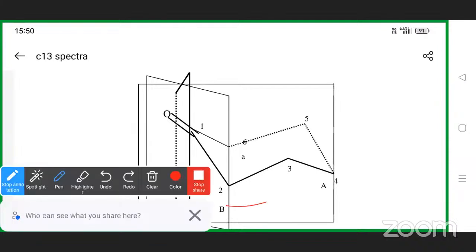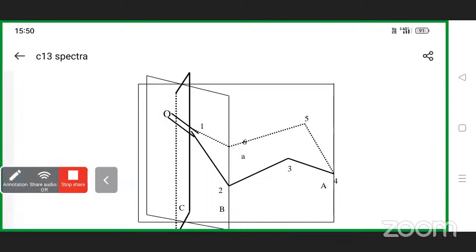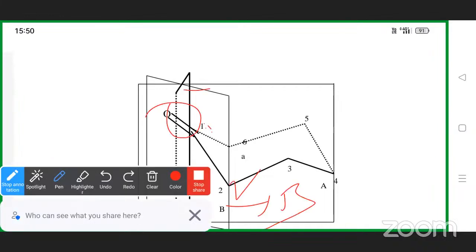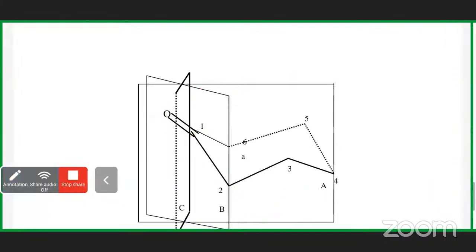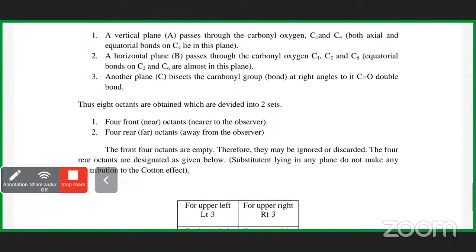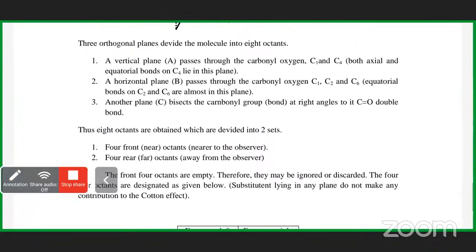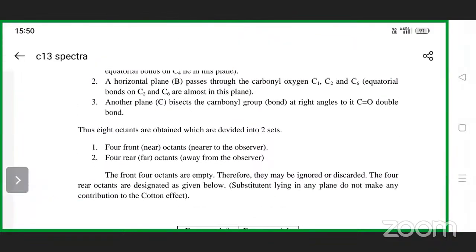Okay, here is your plane B. So C2, and here the carbonyl oxygen, C1, right? And below, yes, that one. And your plane C is passing exclusively through your carbonyl group only, right? Only the carbonyl group. So here the plane C is bisecting the carbonyl group. It is passing through that carbonyl bond here.